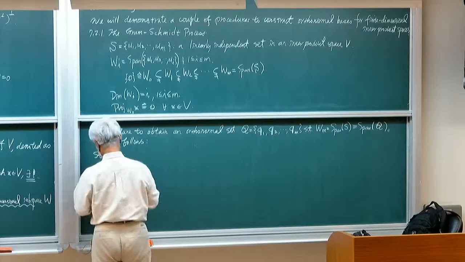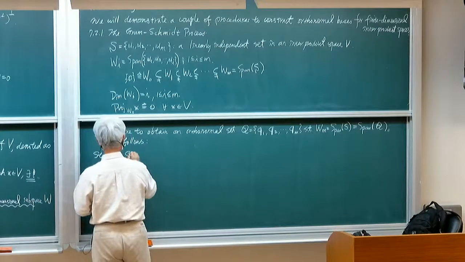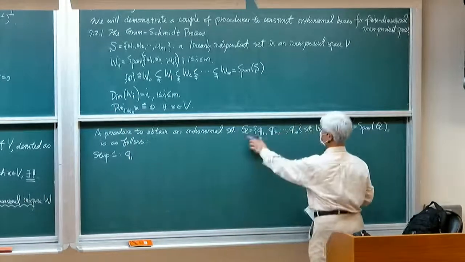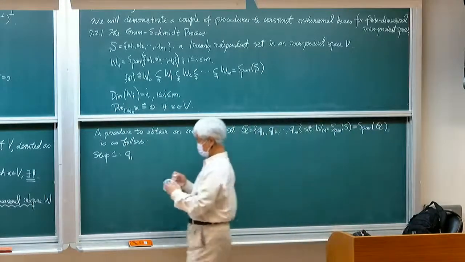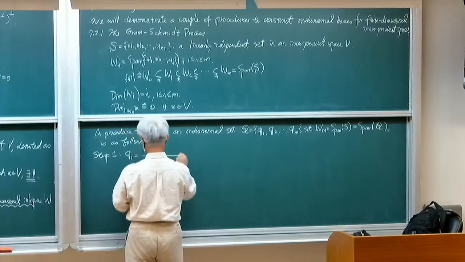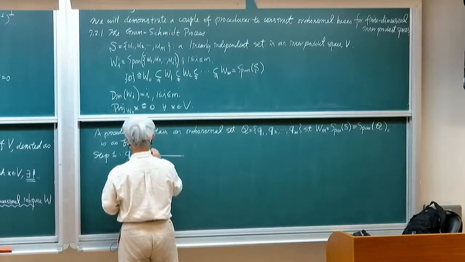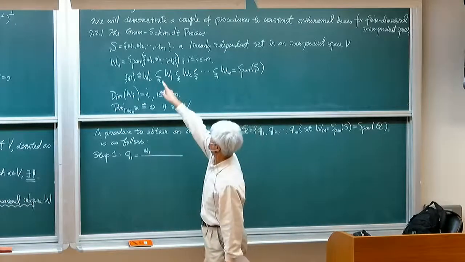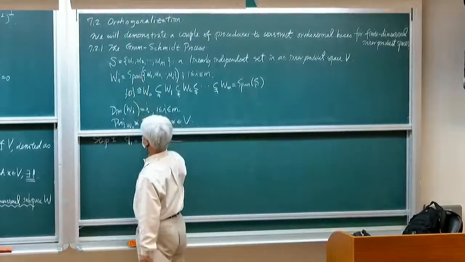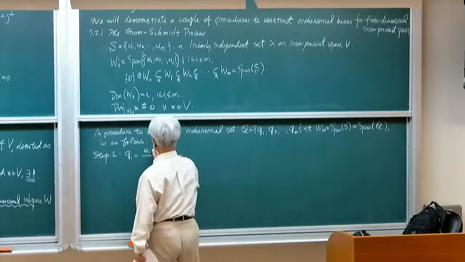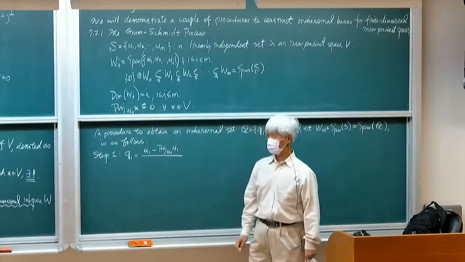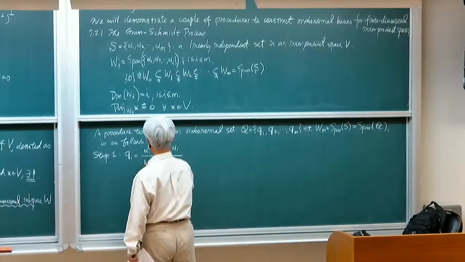Step 1: we obtain the first vector in this orthonormal set, Q1, to be, first of all, use u1, the first vector in the S set, minus the projection of u1 onto W0. Okay, and normalize it.